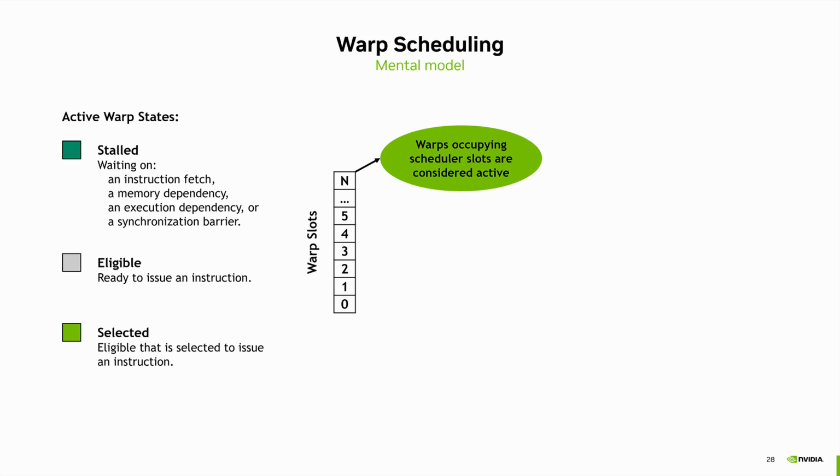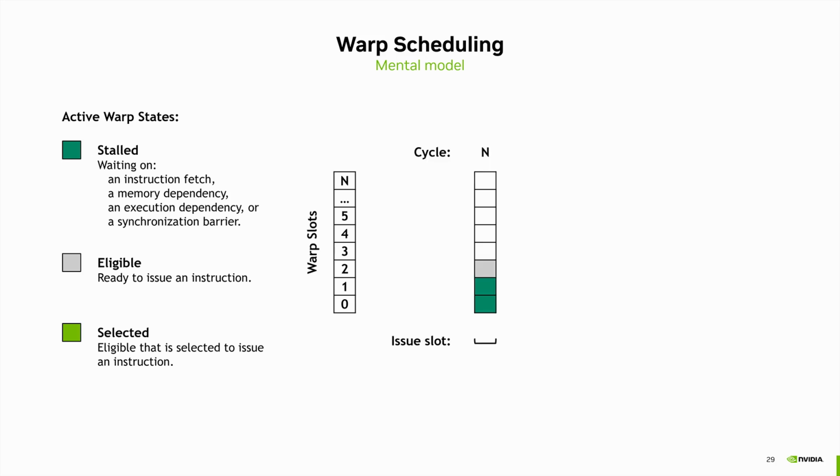So let's assume we have 3 possible states for our warps. The first state is the stalled state, which means that our warp is waiting for something. It's waiting for an instruction fetch, a memory dependency, execution dependency, synchronization barrier, whatever. Then we have the eligible state, which means that it's ready to issue a new instruction. And the selected state, which means that the scheduler selected it for execution. Okay? And let's assume here we only have 3 active warps in our warp scheduler.